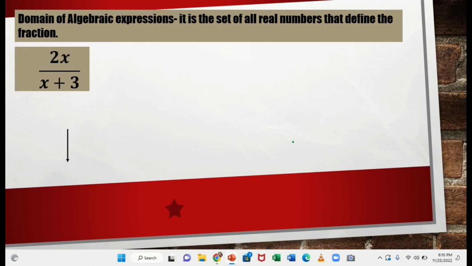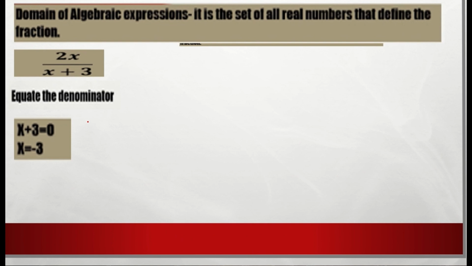We are just focusing on the denominator, class, because we are talking about the domain. So nakafocus lang talaga tayo doon sa ating denominator. Our denominator here is x plus 3. We need to equate the denominator in order for us to get the value of x. Another way to equate the expression, if we will not use the word transpose, is to use properties of equalities.